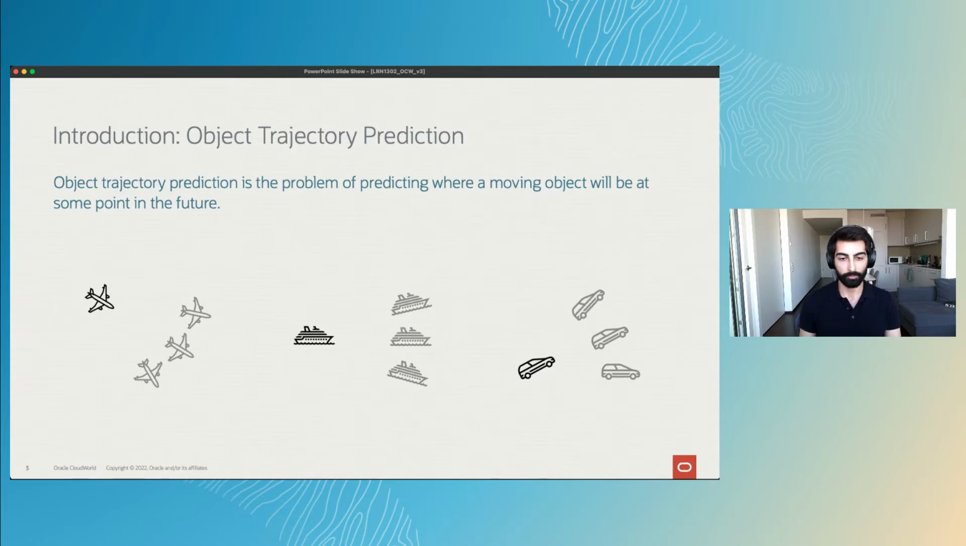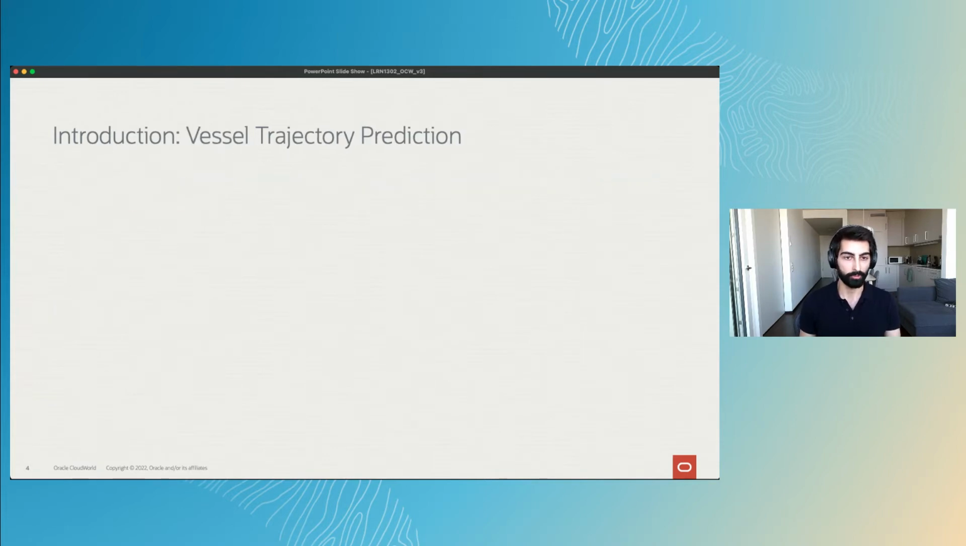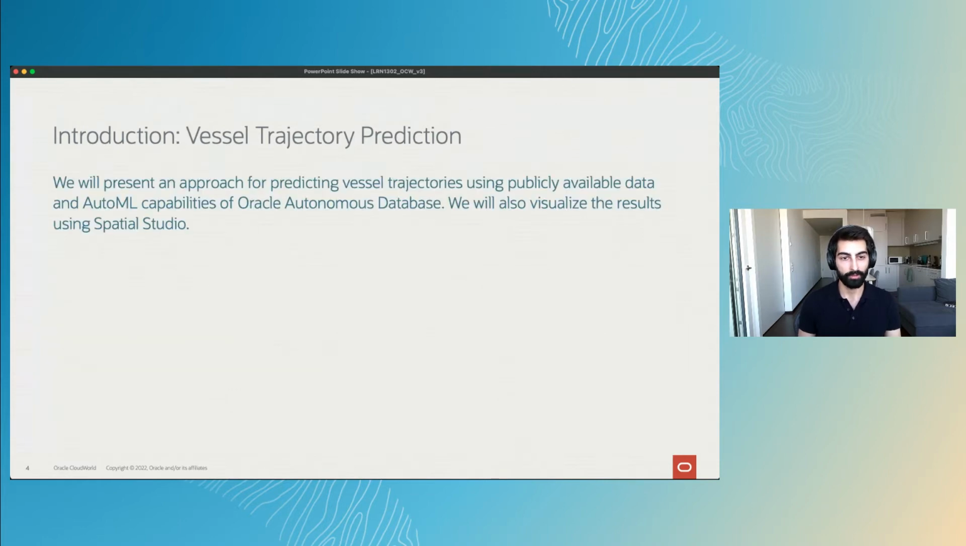In this project, we're specifically focusing on ships or vessels in a more technical language. So we will present an approach for predicting vessel trajectories using publicly available data and the auto machine learning capabilities of Oracle Autonomous Database. We will also visualize the results using Spatial Studio, which also is included with Oracle Autonomous Database. So at a very high level overview, this is how this looks.